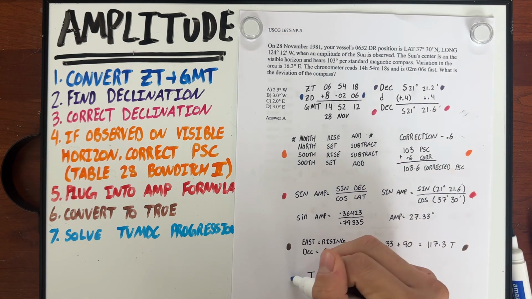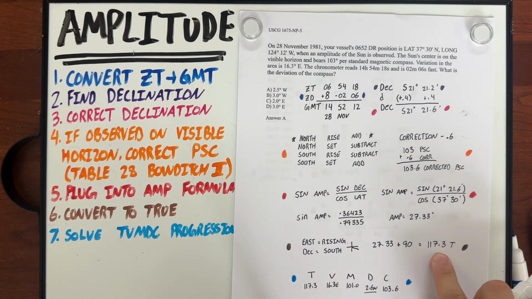Right here. We solve for true 117.3, 16.3 east. As we go further away from T, we subtract. So our M is 101, and we've corrected our C in step four. So 101 and 103.6 is a difference of 2.6, getting greater. So our deviation is 2.6 west.